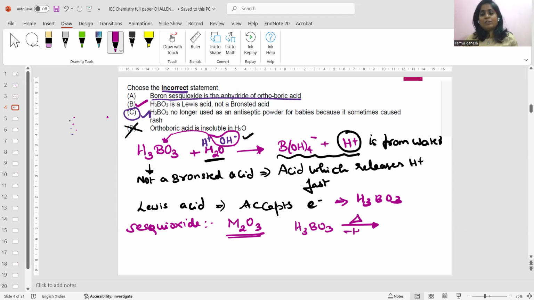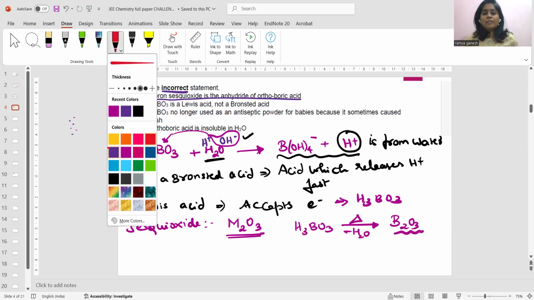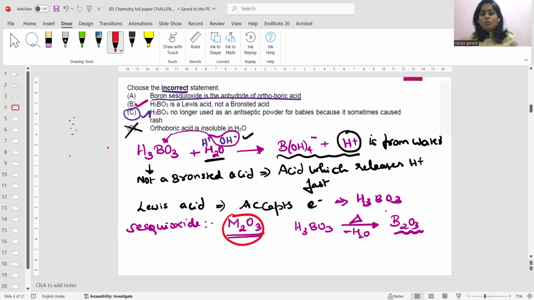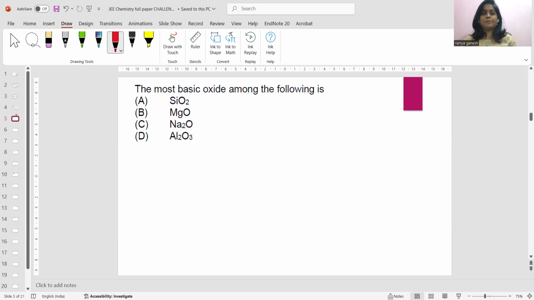So start heating it up so that you release the water. What do you form? Boric anhydride, B2O3. Now just compare the formulas M2O3 and B2O3. Are they relevant? Yes, they are. So boron sesquioxide is of course the anhydride of orthoboric acid, so this is also a correct option. Those who have marked option D as the incorrect statement, very well done, children. Let's go for the next question.